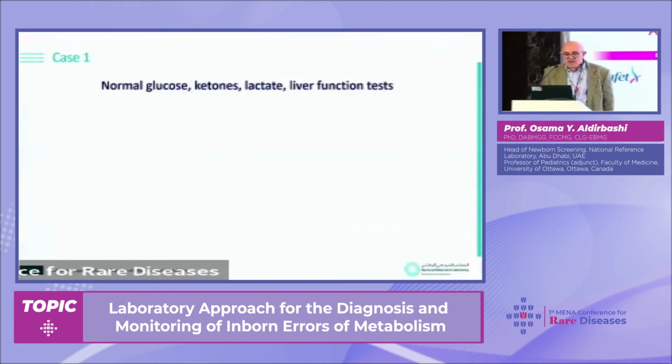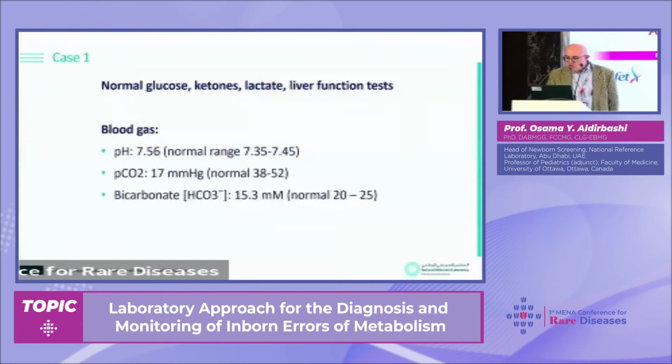However, the blood gases showed some alkalosis with low PCO2, and bicarbonate was also low, and further testing of ammonia showed extremely high ammonia for the age group. This is respiratory alkalosis, and then probably many of you now would know what the diagnosis is. So here we are dealing with a hyperammonemia.